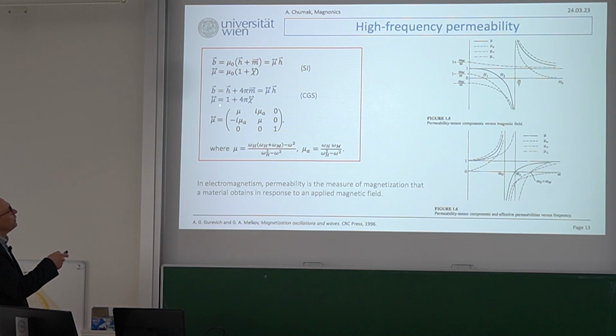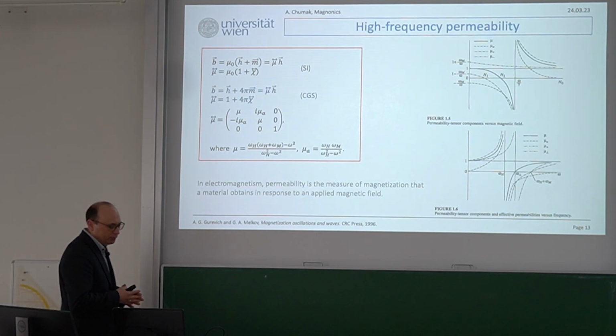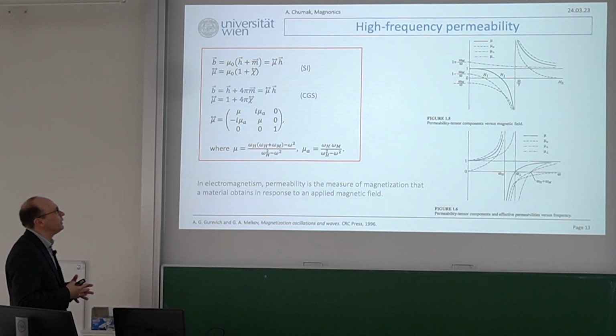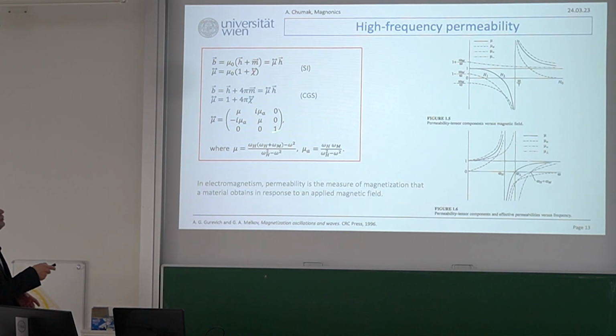susceptibility principle. Yeah? So mu is equal to 1 plus 4π chi in a CGS system, and mu is equal to mu0 times (1 plus chi) in the SI system. And then when you do the simplest mathematics, we place everything into the formulas. You will get the Polder tensor for permeability, mu, which is also defined like that and looks slightly different. These components, mu and mu asymmetric, show different behavior.